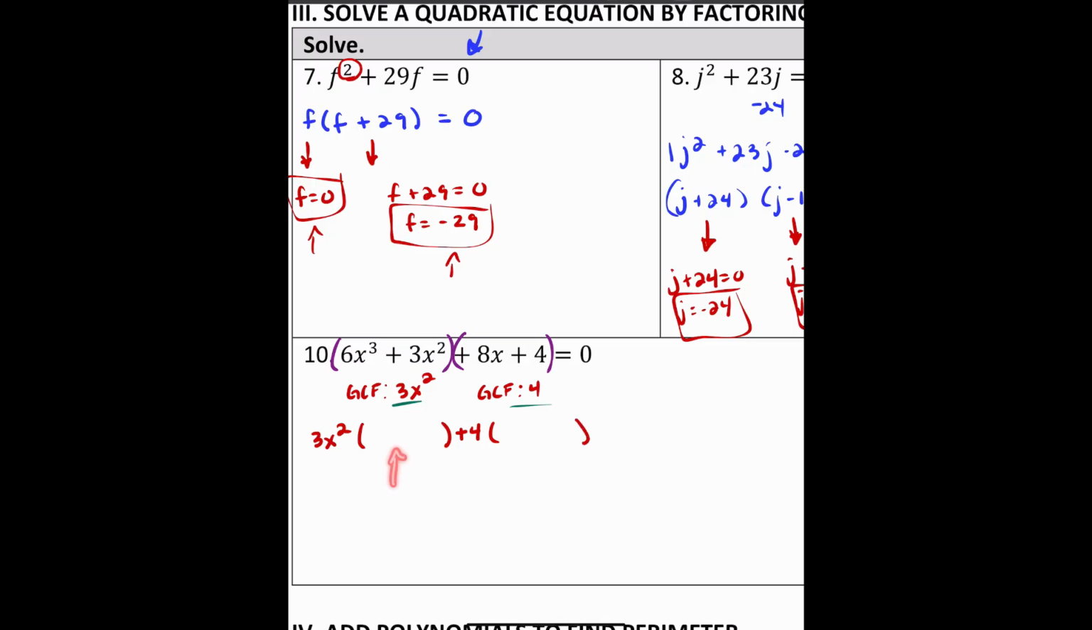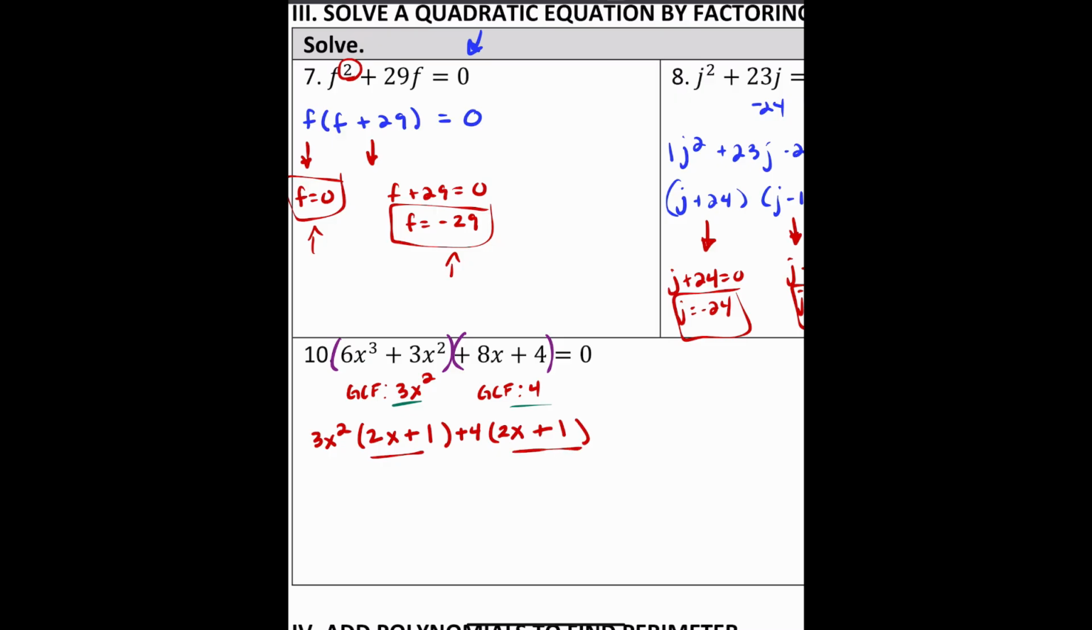So for this parentheses, 3x squared times what is 6x cubed? Well, we know 3 times 2 is 6. X squared times x is x cubed. So that's going to be 2x, right? 3x squared times what is positive 3x squared? So that is going to be 1. This, I have positive 4. So positive 4 times what number is 8x? Well, that's just going to be 2x. And then 4 times what number gives you 4? 1.